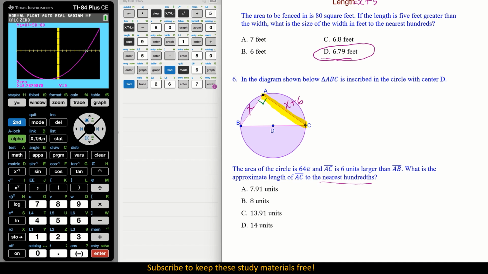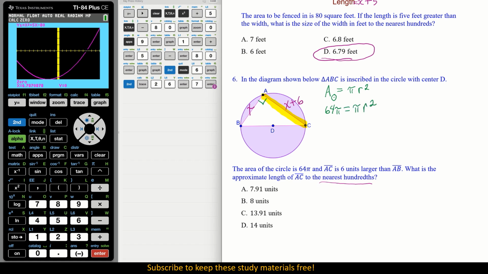So now we know we have a right triangle, but we can also get the values of that diameter because we know the area of a circle equals pi r squared. We'll do the triangle in a minute. Let's just do the area of this circle. That is going to be 64 pi equals pi r squared.